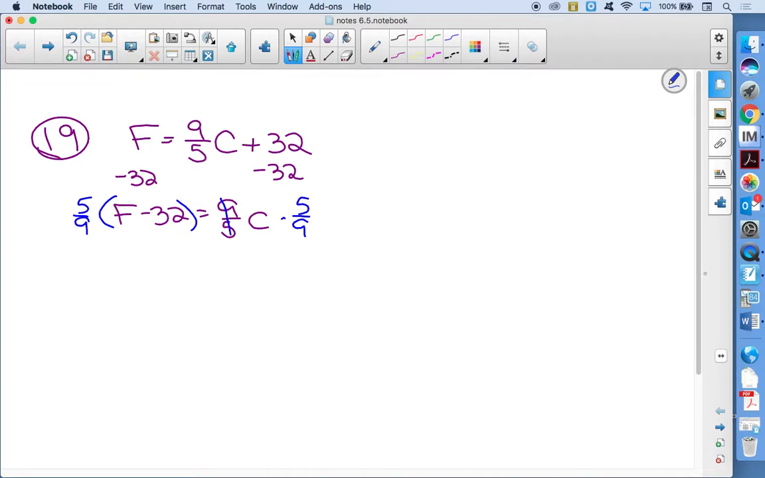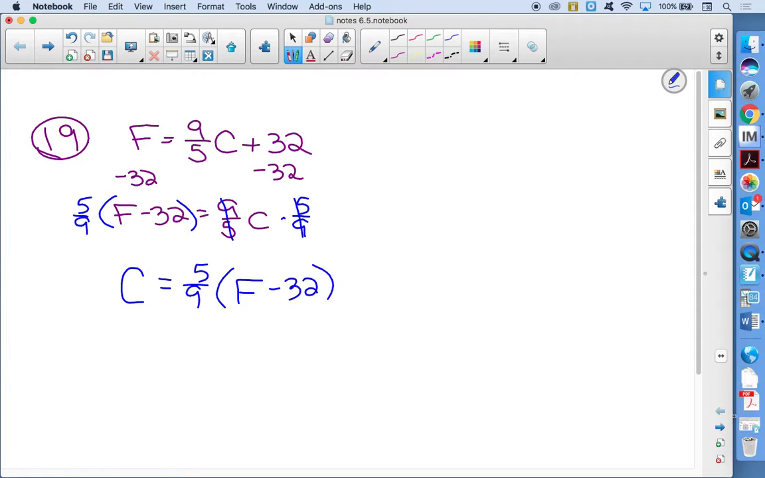So multiplying by 5/9 then converts this to C equals, so now it's in Celsius form. And that would be 5/9. And you could keep it as F minus 32, because if you multiply 5/9 times 32, you get an ugly fraction, which is okay to have. But it's probably easier to take Fahrenheit and subtract 32 degrees from it, and then multiply it by 5/9 instead of having ugly fractions throughout the problem. So number 19, it's 5/9 and then F minus 32.